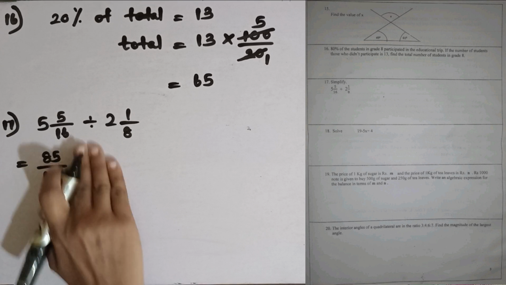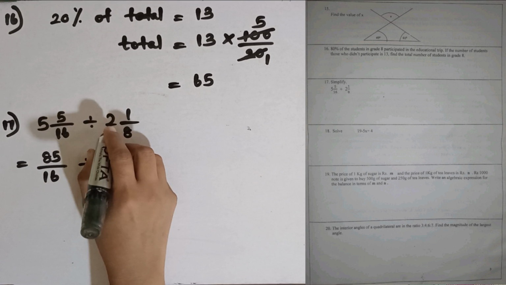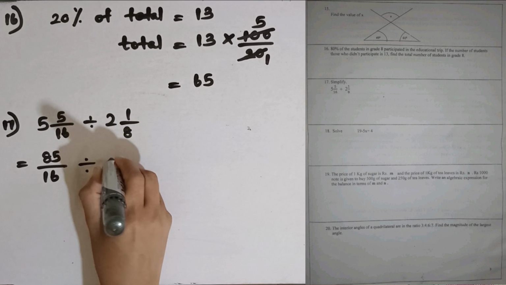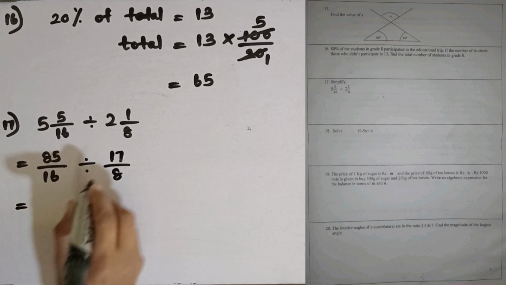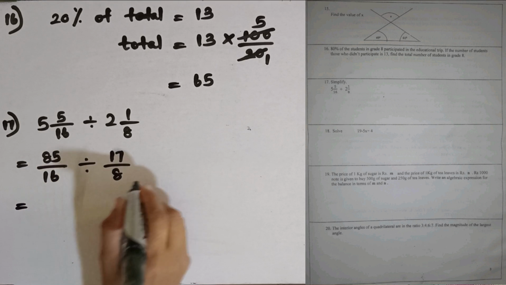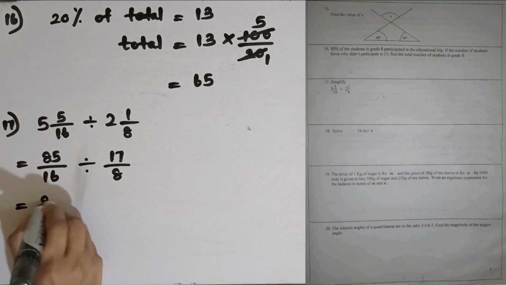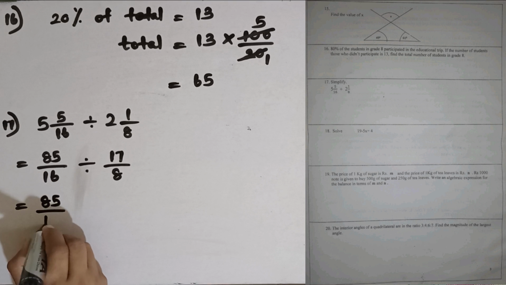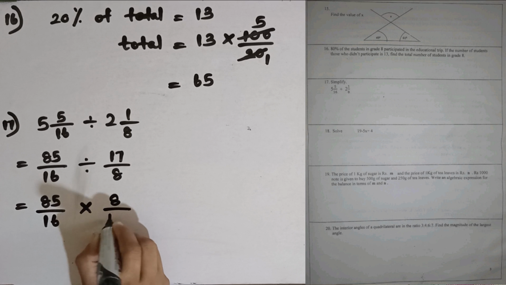First we'll write it as a division still. 2 times 8 is 16. 16 plus 1 is 17. As the next step, we can convert this division into a multiplication by taking the reciprocal of the second fraction. 85 over 16 times 8 over 17.